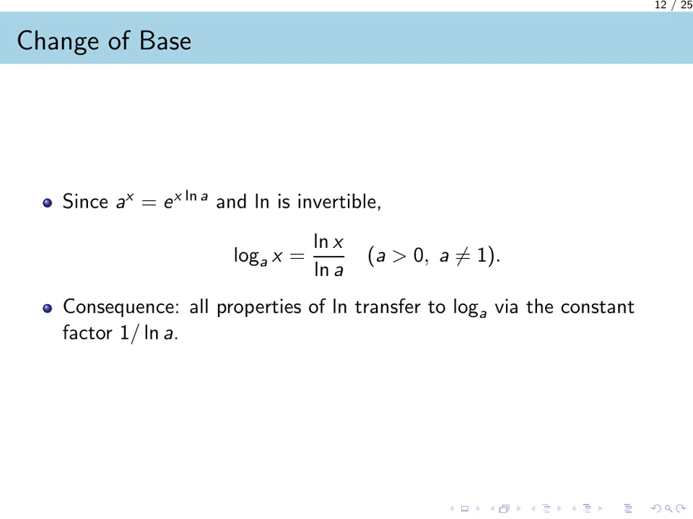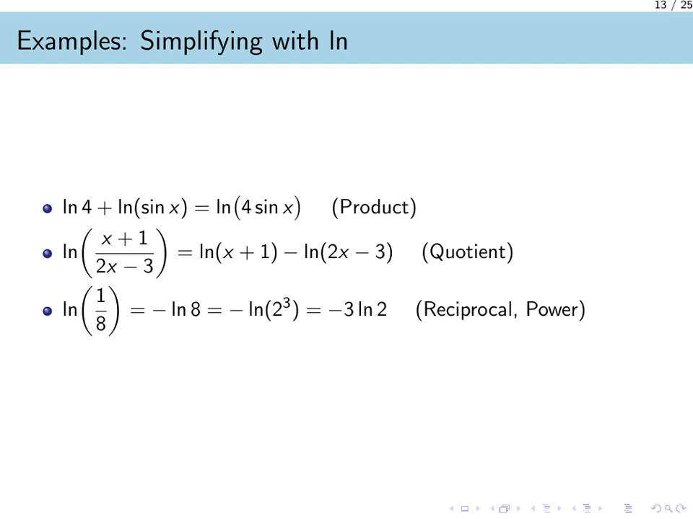This is incredibly useful for calculation. For instance, to compute log base 7 of 50, you can just divide the natural log of 50 by the natural log of 7. This formula shows that every logarithmic function is just the natural logarithm scaled by a constant factor. Let us make the algebraic properties of logarithms more concrete by using them to simplify a few expressions.